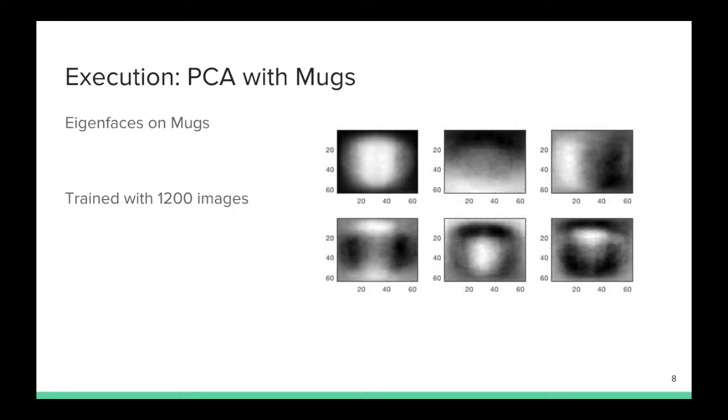So when using our principal component analysis with the mugs, we trained our algorithm on a set of images gathered from ImageNet, a set of 1,200 different images of mugs. Pictured here are our 6 top eigenfaces that we extracted from our mugs.